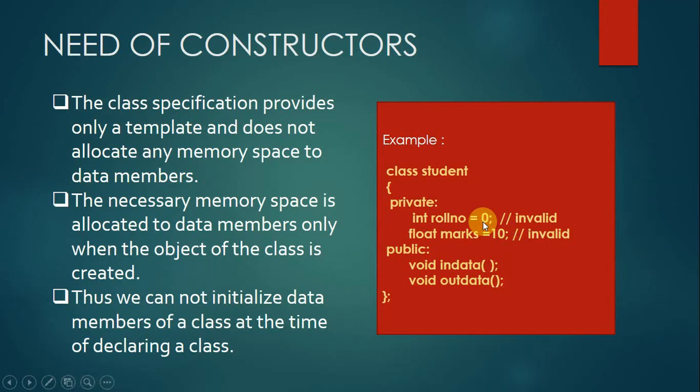We cannot assign any initial value to the data members of a class at the time of declaring a class. This is because no memory allocation is done when we declare a class. Memory allocation is done only when the object of the class is created. So, these data members don't have any space right now, and we cannot assign or store any values in them. So, these statements are invalid.